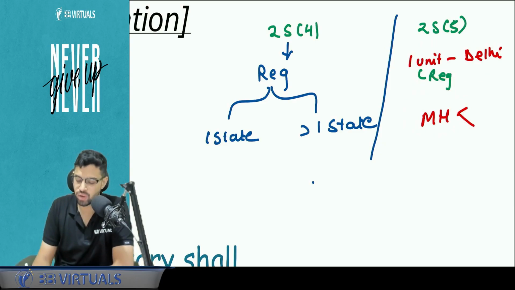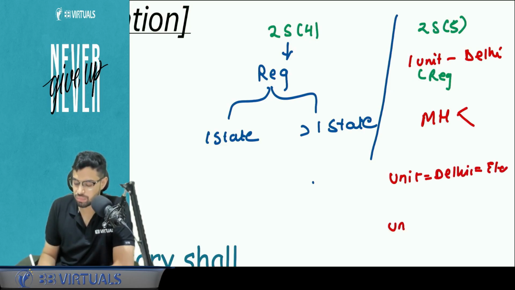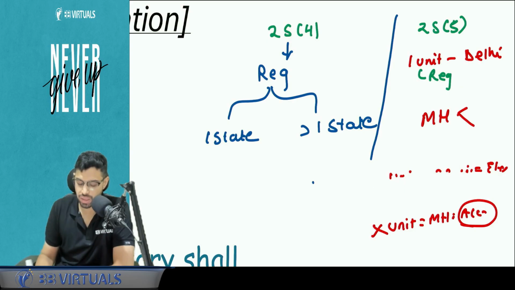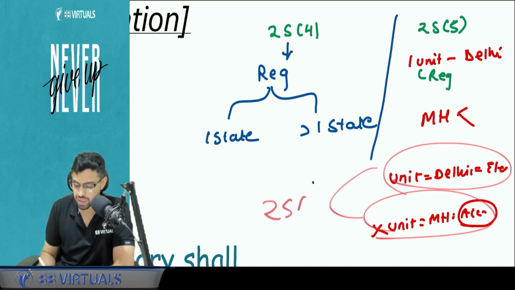Is it clear? I will give you one example. Let's say I have one unit in Delhi which deals with my electronic business, and I have one unit in Maharashtra which deals with alcoholic liquor for human consumption. Because this is a non-taxable supply, I have not obtained registration for Maharashtra, but the Delhi unit is registered. So in that case, these both are under 25 subsection 5.